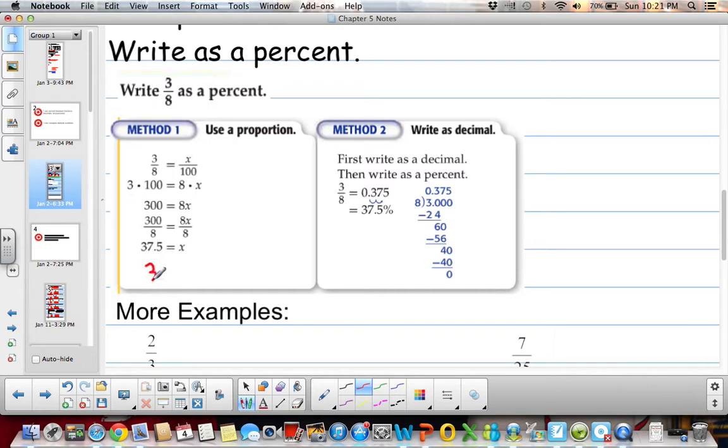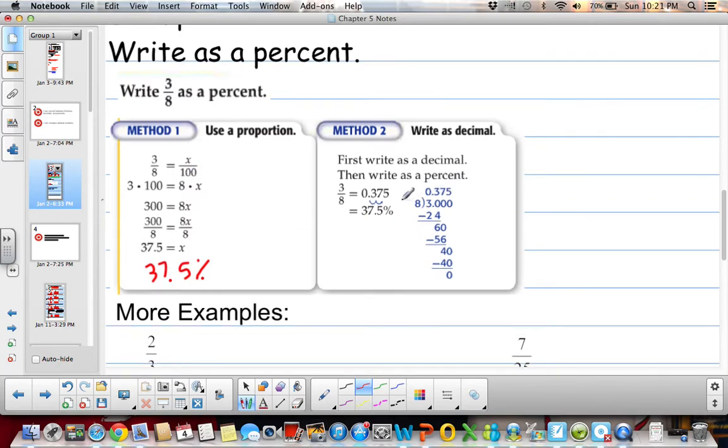So our answer then would be 37.5%. Because since we were finding x and it was already out of 100, then we don't move the decimal at all. We just leave it because we had already figured it out over 100.